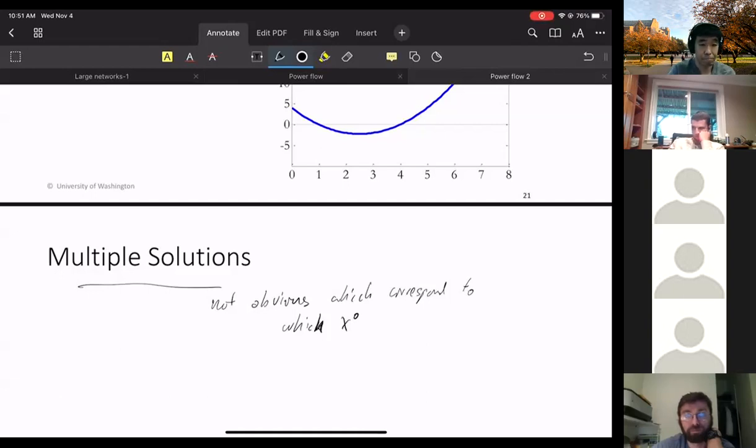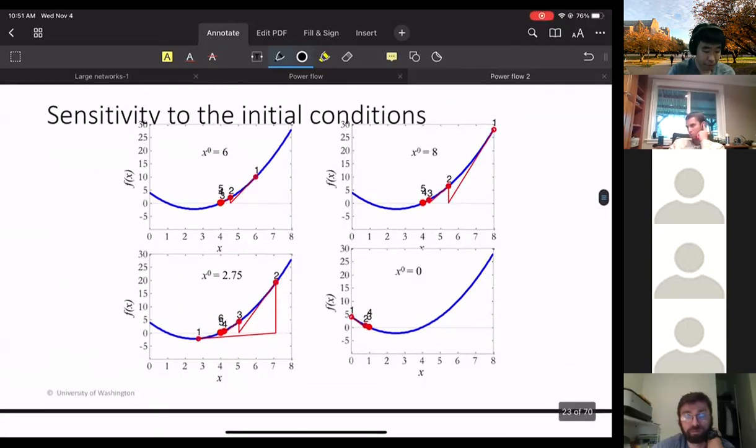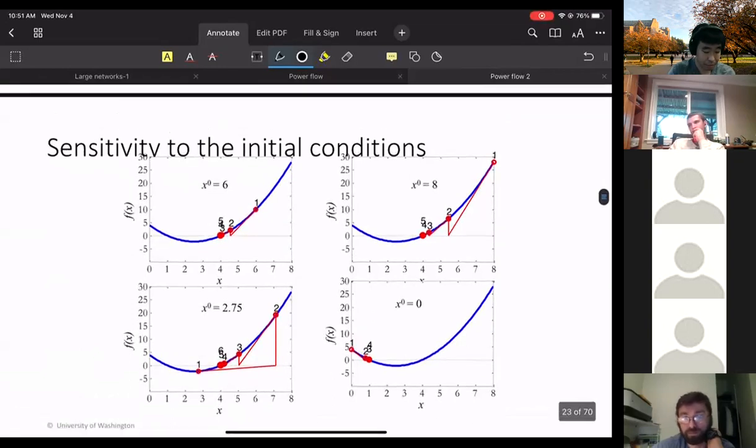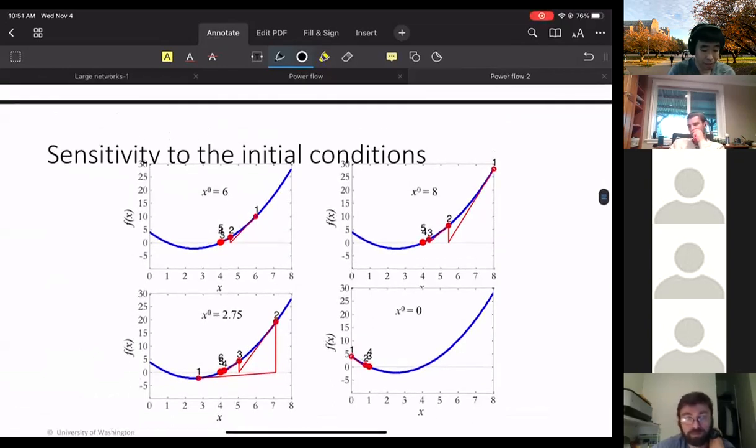For example, if you look at multiple guesses, you end up all over the place. Sometimes you get to 4, sometimes you get to 1, sometimes there are cycles in the system. So it's quite not obvious which you get. And it's not always the case that if you start close to the desired solution, you will get to the desired solution.